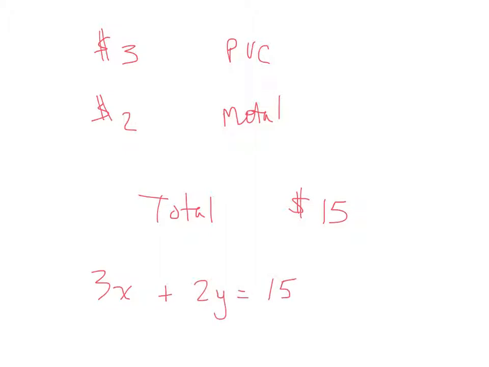Where x is? 3. No, x is what? Like your let statement. Let x represent the plastic pipes and let y represent the number of metal pipes sold. Does that make sense? So you start with a let statement. I didn't write that there, but please start with that. Let x equal the number of PVC pipes sold. Let y equal the number of metal pipes sold.